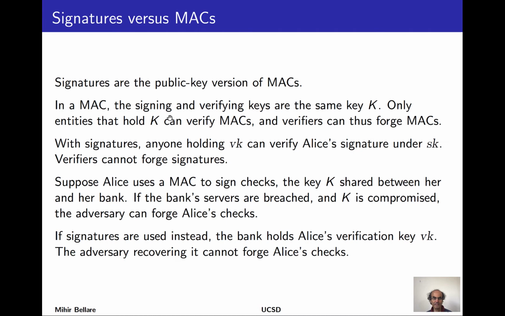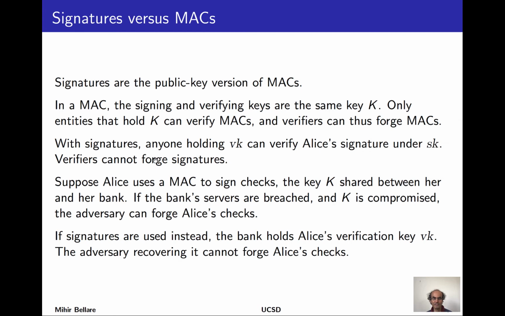A consequence of that is that anybody who can verify is also able to produce MACs, and thus verifiers can actually forge MACs if you view them as adversaries. And that's something that signatures get around. With these, anyone holding the verification key can check Alice's signature under the corresponding secret key, but they cannot themselves generate Alice's signature.